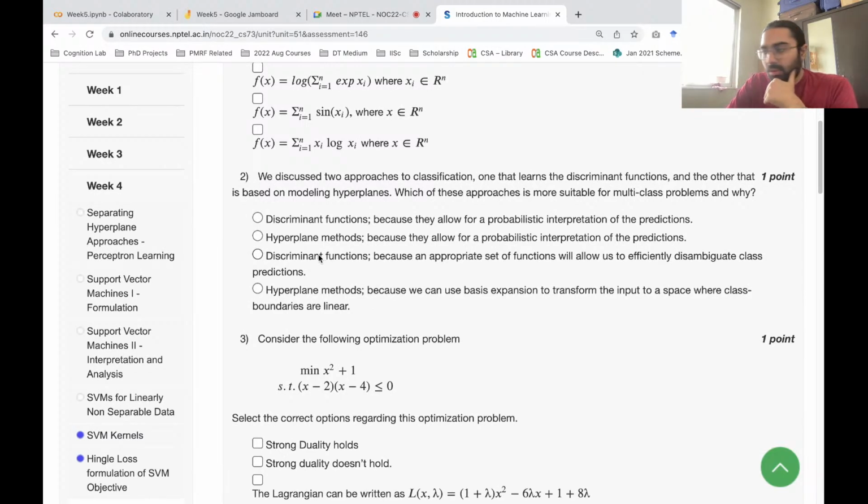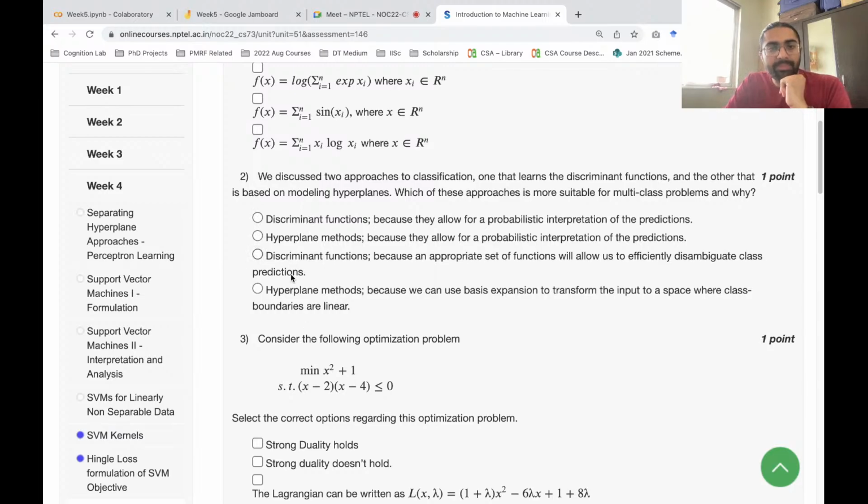So, question number 2. Any doubts here? The thing is that we have two approaches to classification: one is discriminant functions, and the other is hyperplanes. So which is most suitable for multi-class problems? The first two are not right, because both of them allow for a probabilistic interpretation of the predictions. I can always look at the probability of belonging to one class as a distance from the hyperplane, or as a value of the discriminant function, obviously normalized. So I can do that in both of these methods.